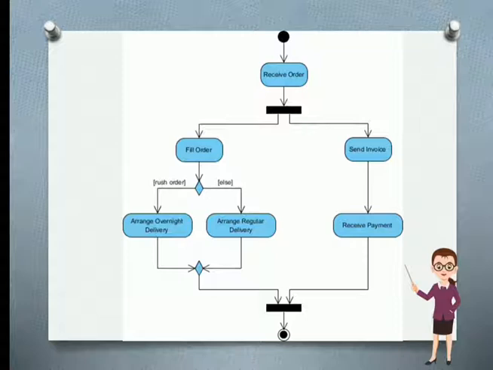To join decisions, we have used a merge. Likewise, to join parallel activities, we have used a join node. So this is one example of an activity diagram, order processing.